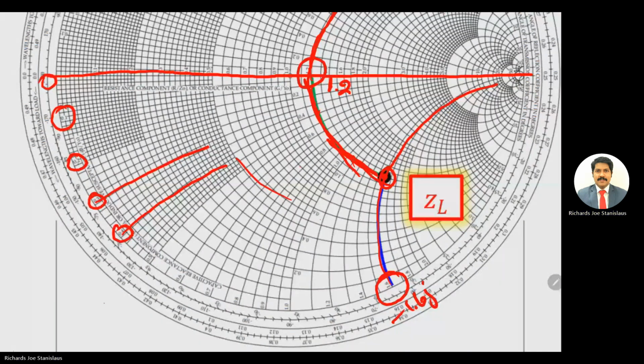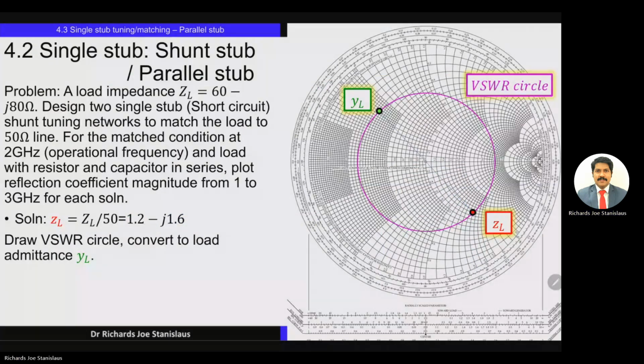Now immediately draw the VSWR circle, right? With center as 1 and radius as the distance from your characteristic impedance point, which is Z0 equal to 1. With that as center and the distance between the characteristic impedance and the load impedance as the radius, you draw the VSWR circle, connect the center and the load point ZL, and extend it to the opposite side to reach the VSWR circle.